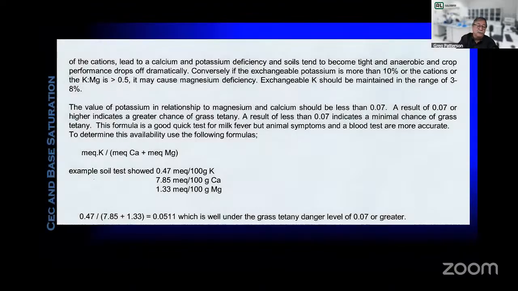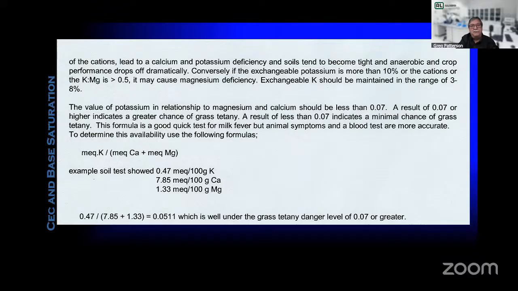The reason I wrote this article is that I have people that don't believe in base saturation or this concept. I also have a degree in animal science, and one of the reference texts I used back in college was Hoard's Dairyman. This is actually out of Hoard's Dairyman going back to, well, I'll date myself a little bit here, the mid 70s. And in that book, it says if you have an equation like this where milliequivalents of potash divided by milliequivalents of calcium and magnesium, and that number is greater than 0.07, you will actually be producing a forage that could cause milk fever or grass tetany.